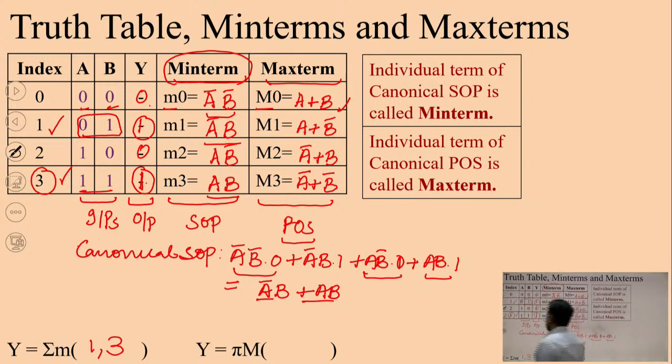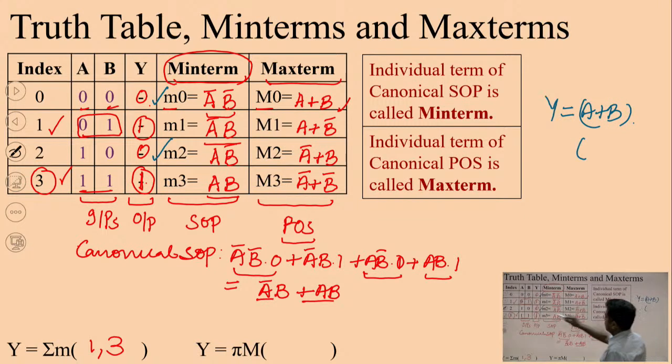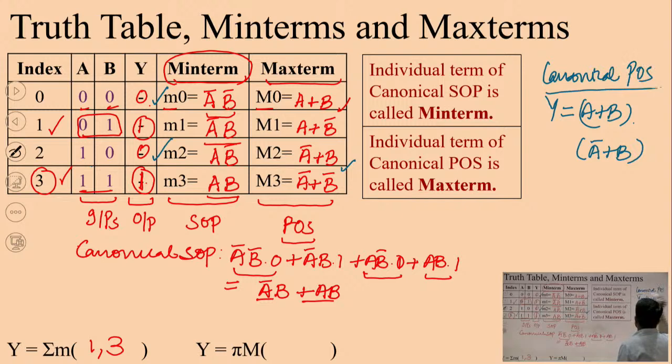We have seen that for writing canonical SOP, we use the high values in the truth table, and for writing canonical maxterms, canonical POS, we will be using the 0 values. So if we use the 0 values, that means the first and the third row. So in that case it will be A plus B, into the third row, which is 1 0, that means A bar plus B. So this is the canonical POS expression for this truth table.